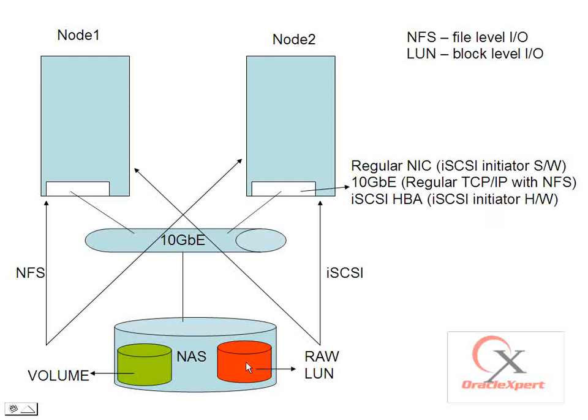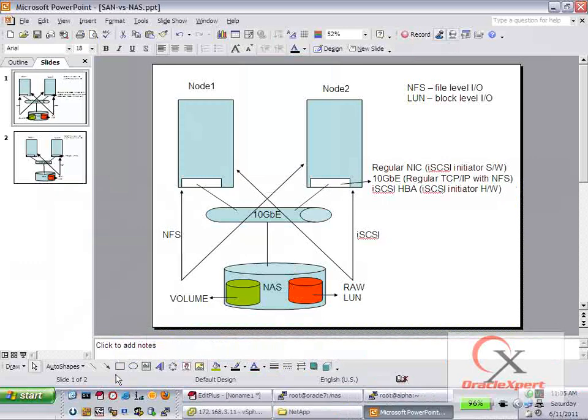For NFS, there is nothing special required. It's just a TCP IP address, and your storage will be directly mounted to the target nodes using the network file system. Now when we talk about a regular NIC, I told you that you need iSCSI initiator software on the target machine. So I must have iSCSI initiator software, which I didn't draw in this diagram.